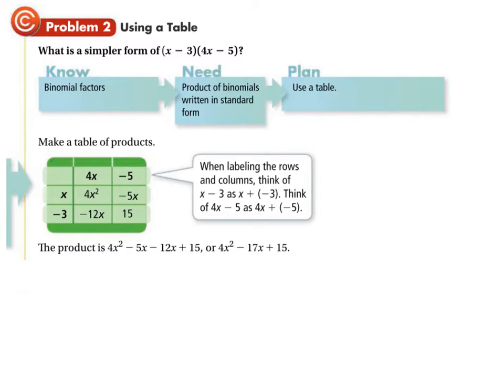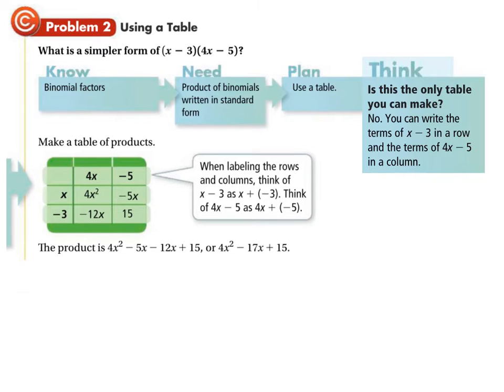Okay? Now, notice this. Is this the only table you could make? No, you could reverse this. You could put the 4x minus 5 here and the x minus 3 here, and you would still get them to interact, okay? In the way that you want them to. Okay, so, and of course, by the way, you want to keep that negative with that 3 and that negative with that 5.